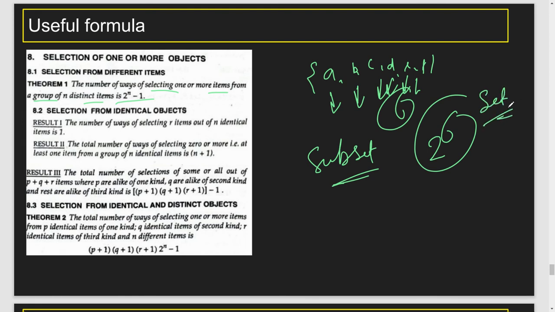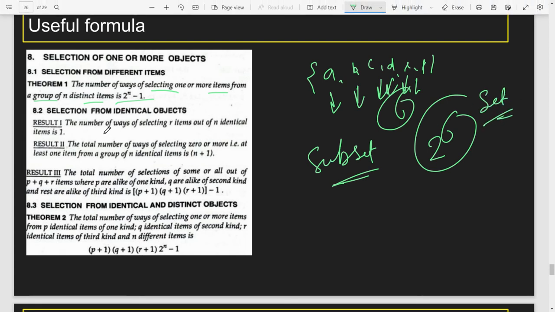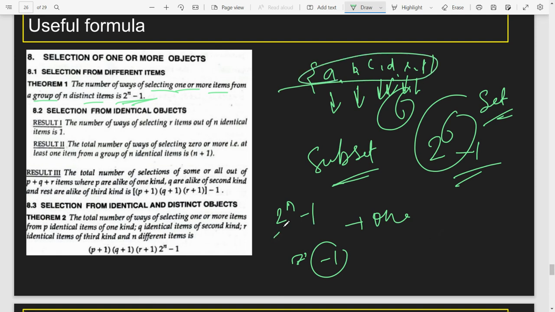So the total number of ways a particular set of items can be selected, one or more items. But here you have to exclude the case where none is selected, so we do the minus 1. So we have 2 to the power n minus 1 when we select one or more items. And if you don't do minus 1, it means we are selecting zero or more items, since the case where none gets selected is also counted in 2 to the power n. So 2 to the power n minus 1 means one or more, and 2 to the power n means zero or more.